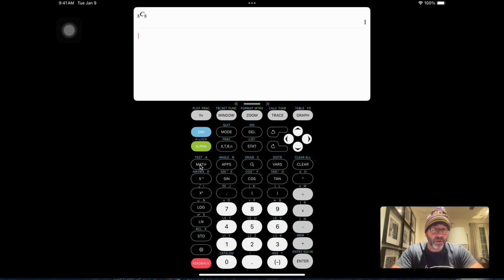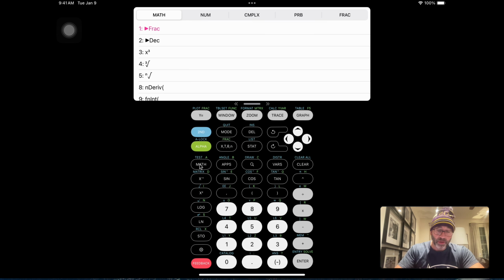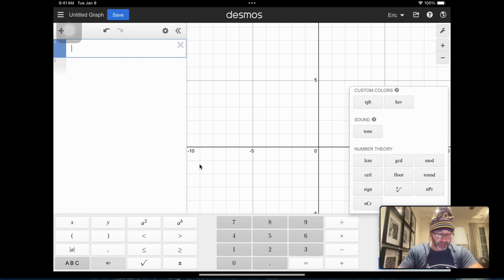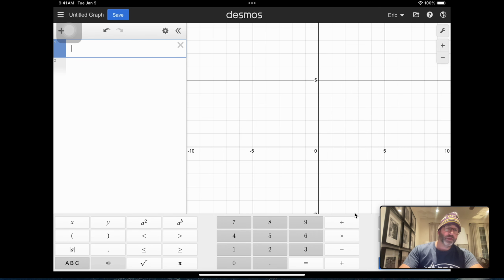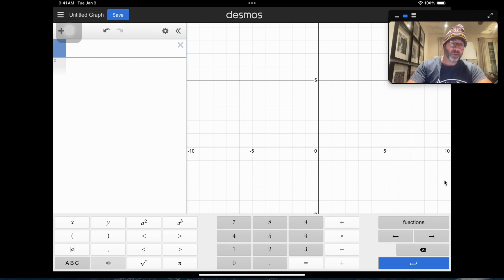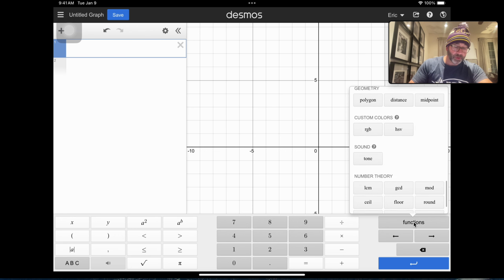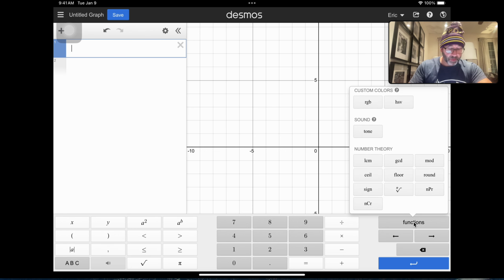So you go math, and then you go probability, PRB, okay? And then on the Desmos here, you can actually find this in your calculator under functions. So let me get myself out of the way here because I'm always in the way. But under functions here, if you go all the way down to the bottom, it's actually right at the very, very bottom there. You'll see it says nCr.